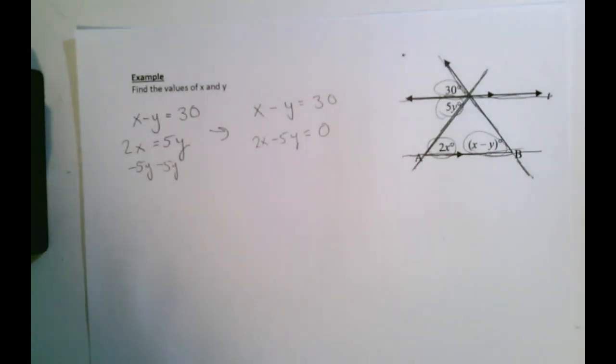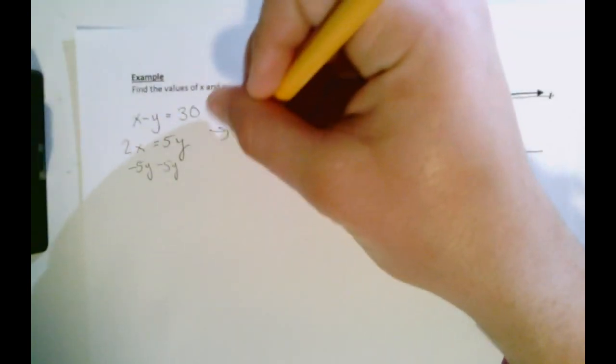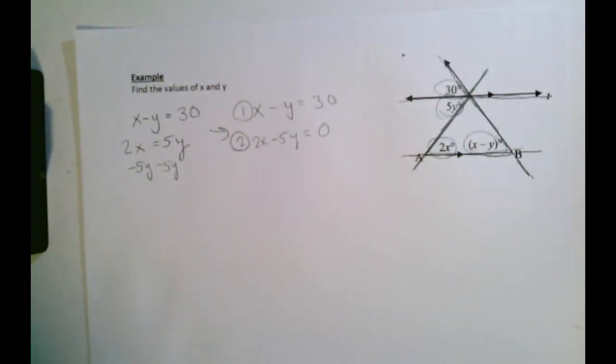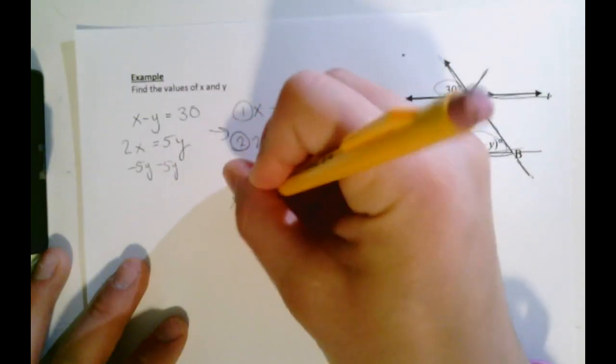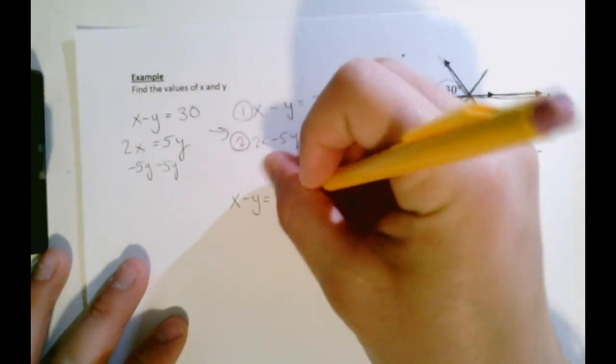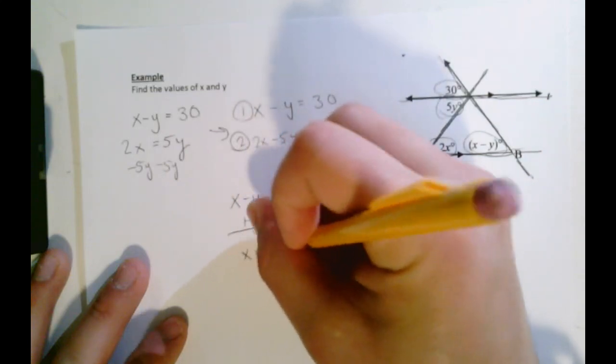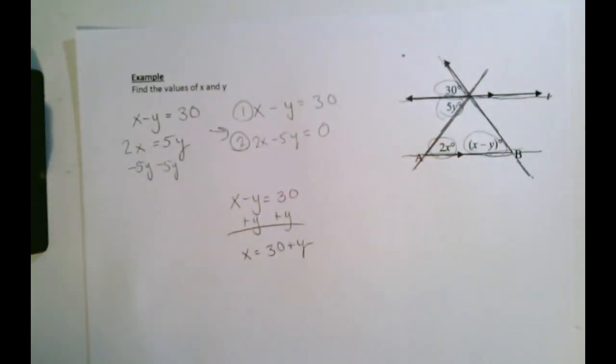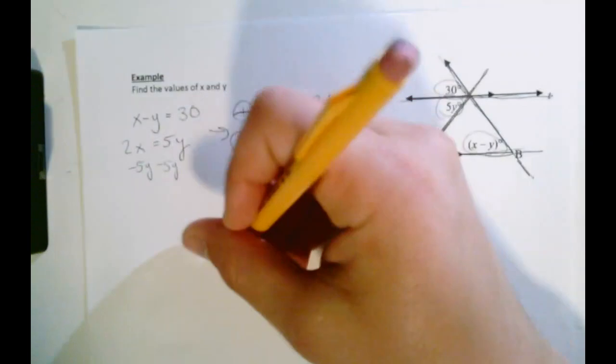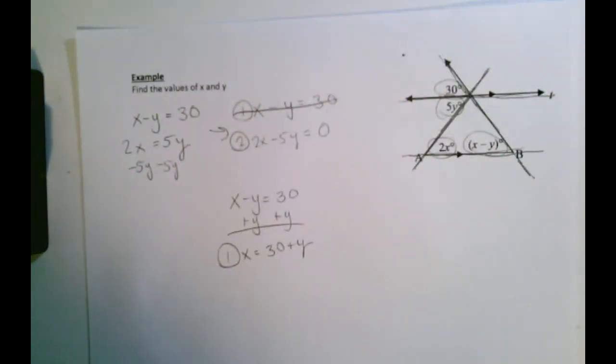Just for practice, I'm going to use a system of equations. I'm going to use substitution this time. So I have equation 1, I have equation 2. To solve equation 1, I'm going to solve it for x because it's a little bit easier. So I get x is equal to 30 plus y. I'll move my hand in a second. This is my new equation 1 that I'm going to substitute in.